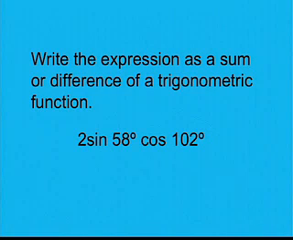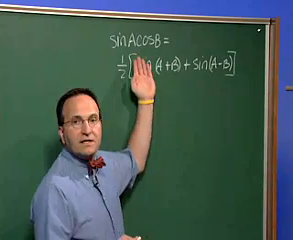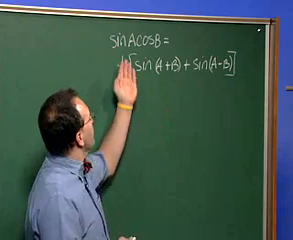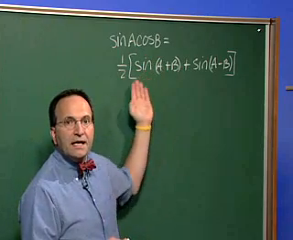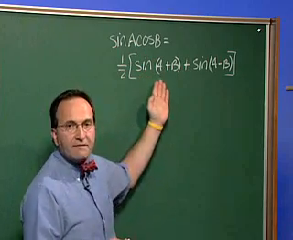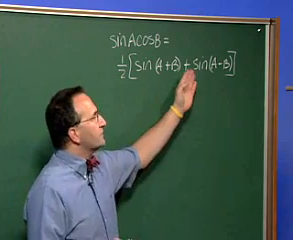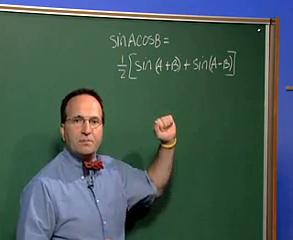Write the expression as a sum or difference of a trigonometric function. We have 2 sine of 58 degrees times the cosine of 102 degrees. So what we'll use here is the product to sum identity. Sine A cosine B equals 1/2 sine of A plus B plus sine of A minus B.